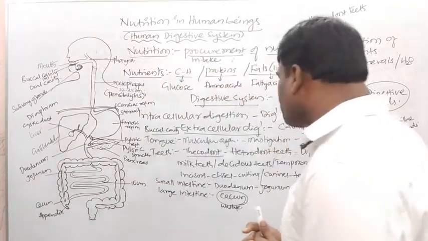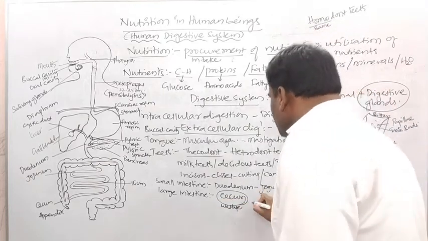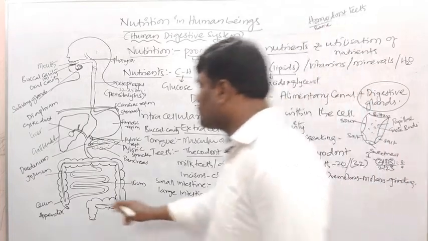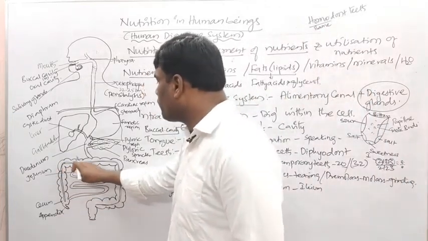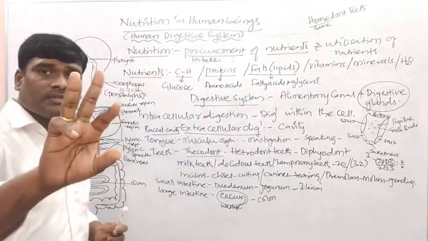So the first part of this large intestine is what, children? Cecum, right? This is the cecum. And the second part is what, children? Colon. You can see the several folds here, children.